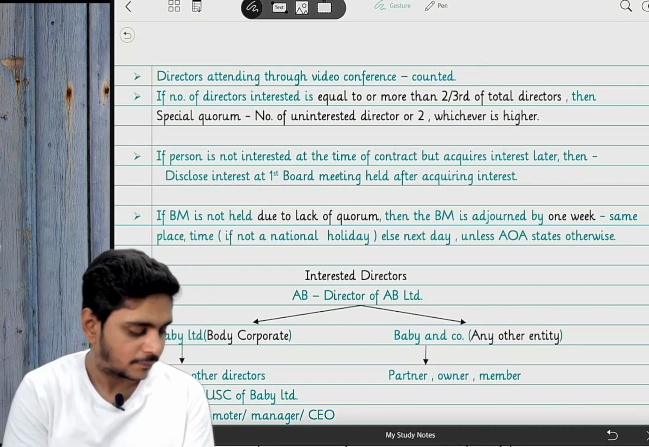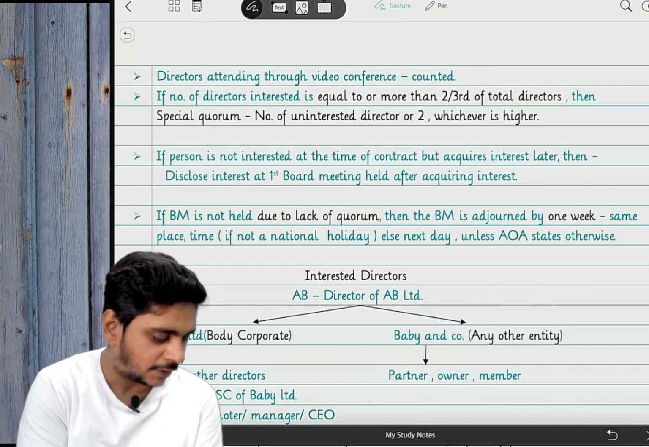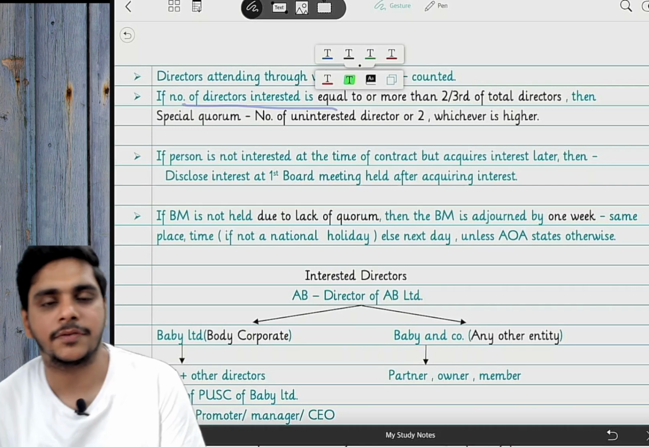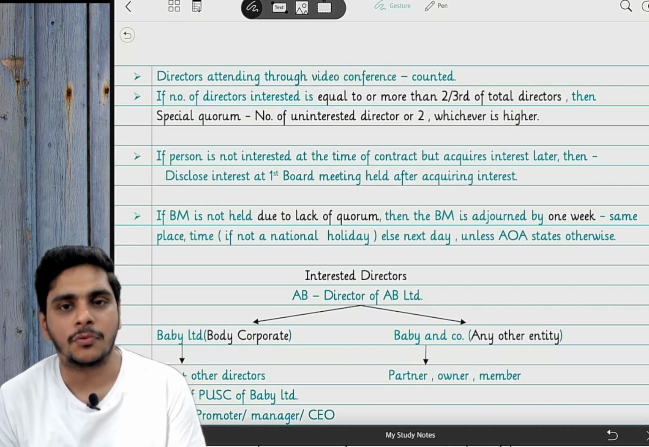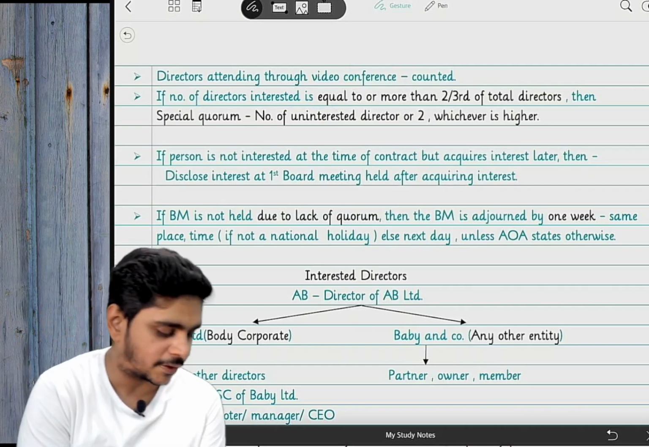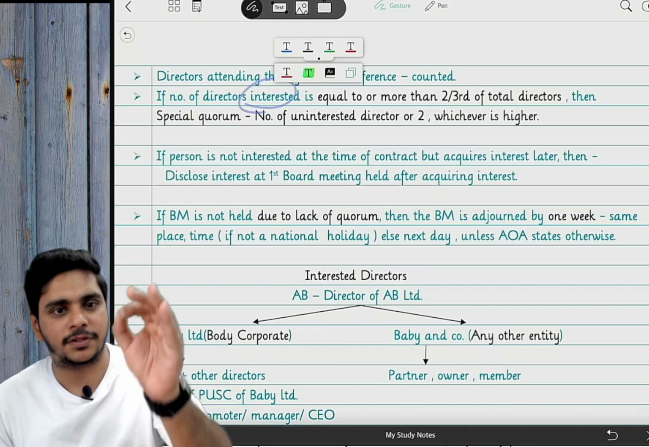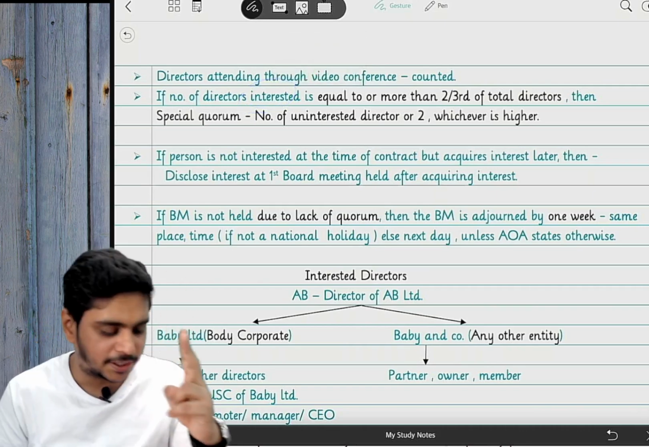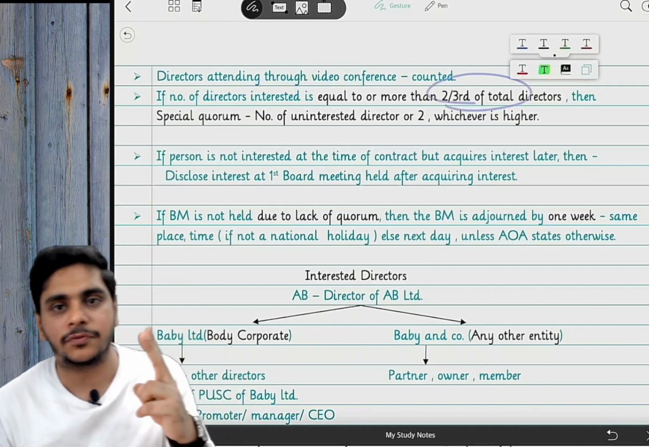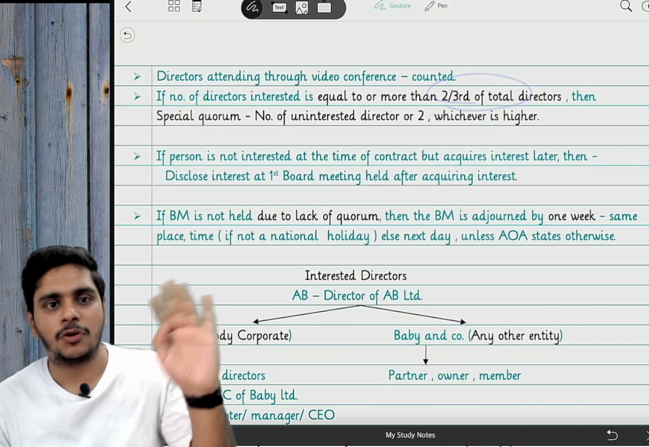Now, if the number of interested directors is equal to or more than 2/3 of the total directors. So in the question, check whether there is an interested director. Yes, sir, there is. And it is equal to how much? More than or equal to 2/3 of the total. Then I will not have my normal quorum.